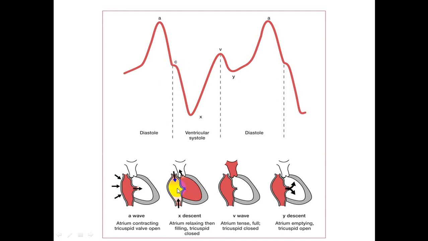During systole, the pressure drops early in the atria and gives a wide X descent. Then near the end of systole, the atria is full of blood and so gives a V wave. When the tricuspid valve opens during diastole, more blood is pushed down and gives a Y descent. This is the venogram during the cardiac cycle.